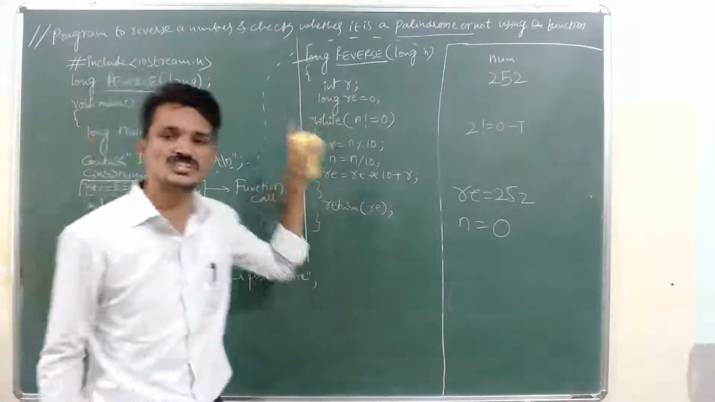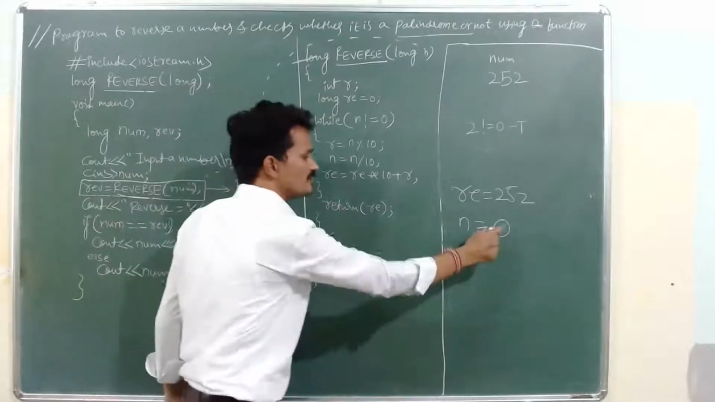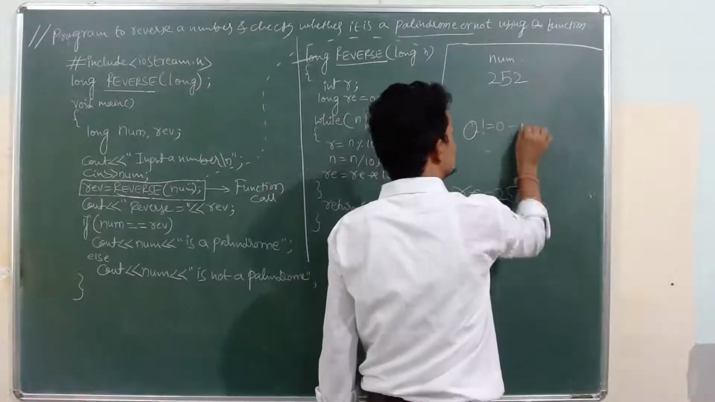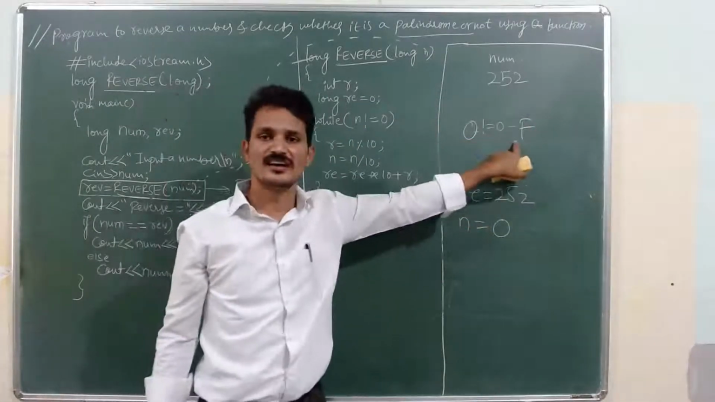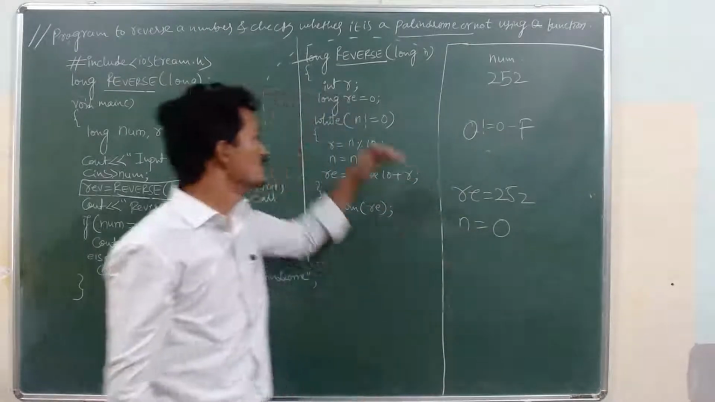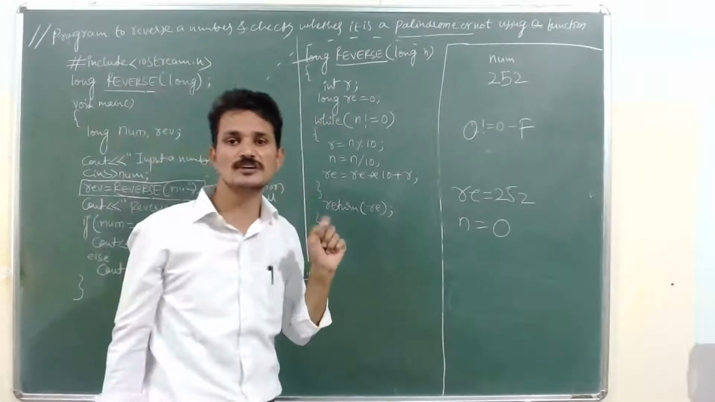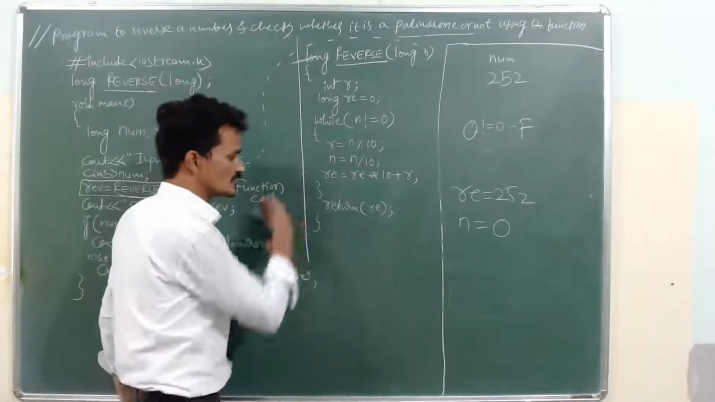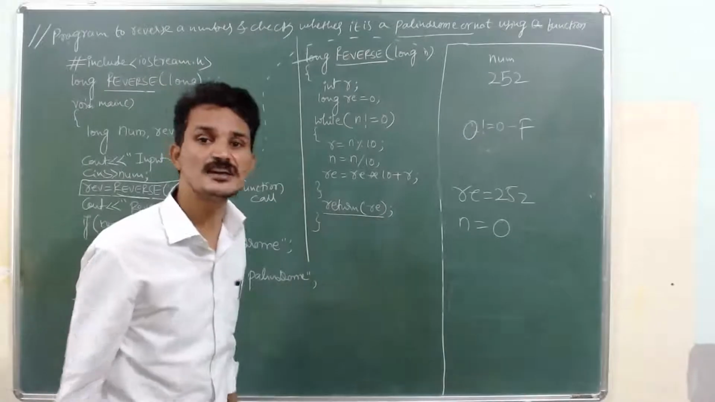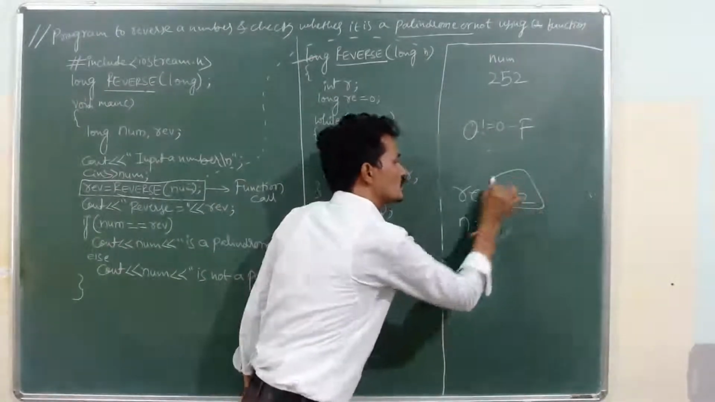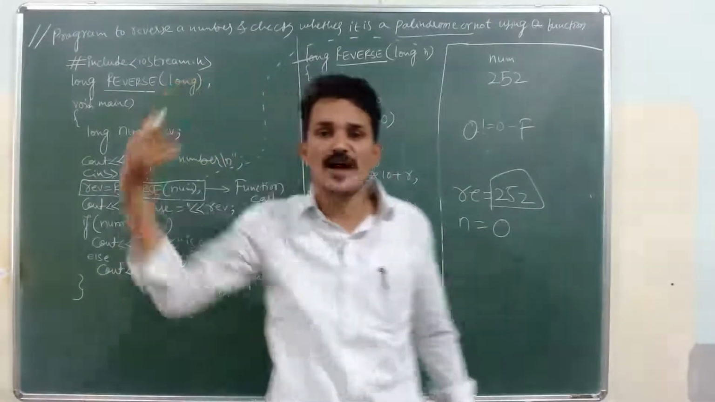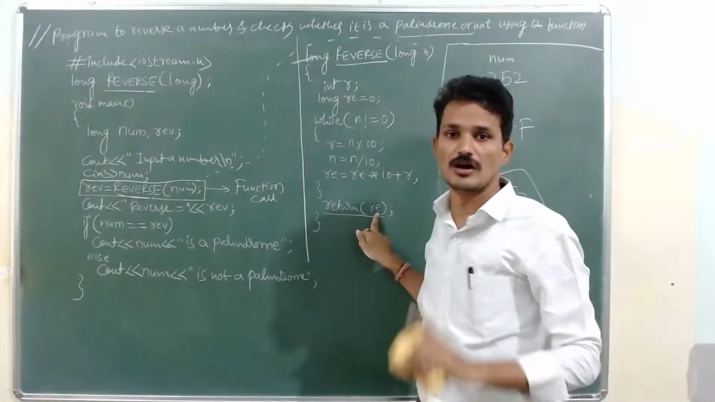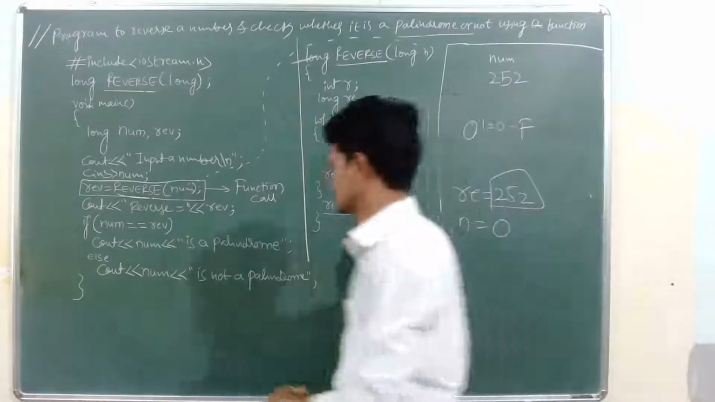Again it goes to the while loop to check the next updated value of n. This time the value of n is 0. Now let me substitute: 0 is not equal to 0. Condition is false. When this condition is false, it comes out of the while loop structure and executes the next statement, return rev. What exactly is stored in rev? 252. 252 will be sent back to the calling function or first function or main program.